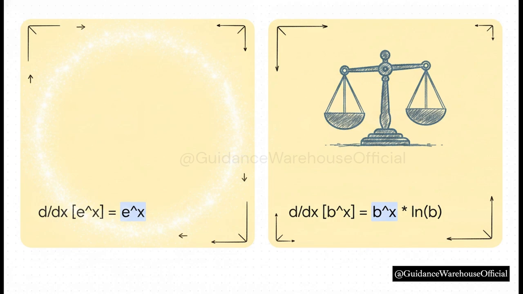Now, you might be asking, why does this general formula suddenly pick up this extra natural log of b hanging off the end? Well, the reason is that other bases have to be scaled mathematically to match the natural rate of change. So the derivative of 2 to the x isn't just 2 to the x. It is 2 to the x multiplied by our scaling factor, the natural log of 2.